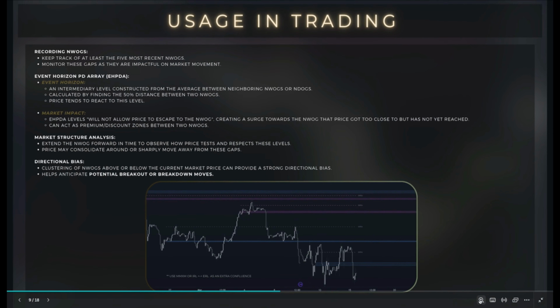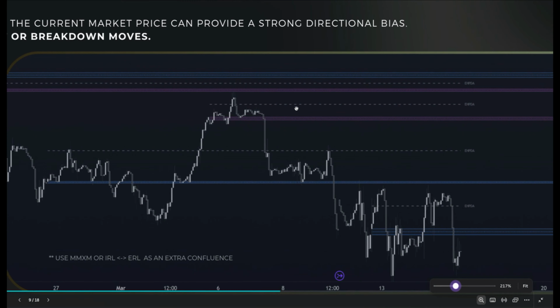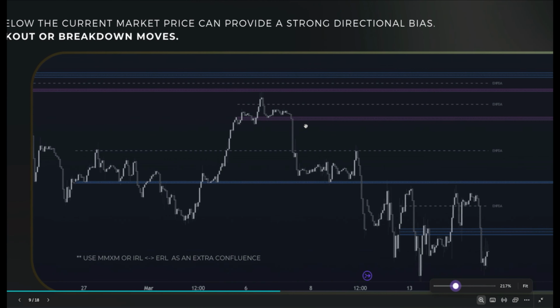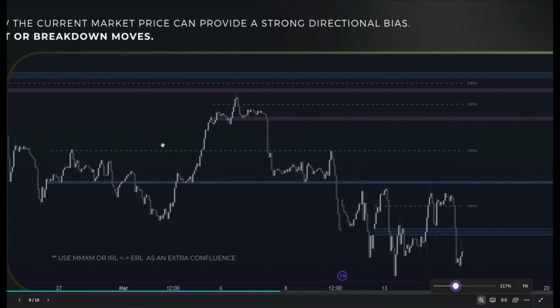Now, I want to zoom into this example a little bit for you. I believe these are all new week opening gaps, if I'm not mistaken, but if you were to draw your fib from here to here, that gives you the EHPDA or the 50%, right? And something very interesting here.